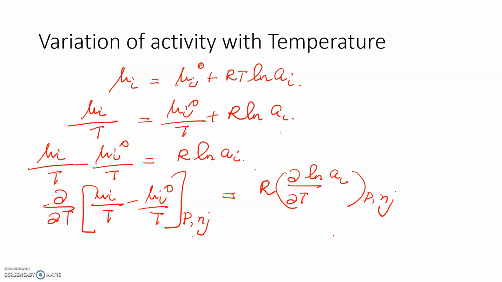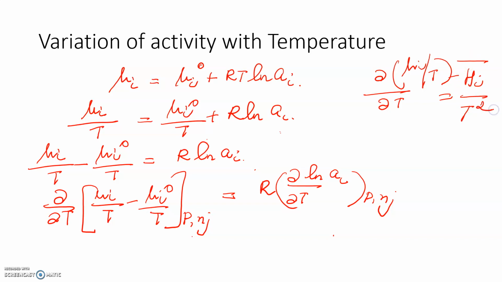When we were deriving the variation of fugacity with temperature, we had obtained an expression ∂/∂T of (μ_i/T) is equal to minus H̄_i/T². This derivation we had done. Here also we have the same expression, ∂/∂T of μ_i/T minus ∂/∂T of μ_i⁰/T.